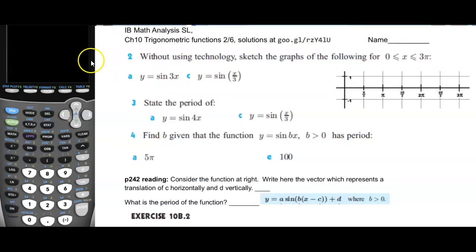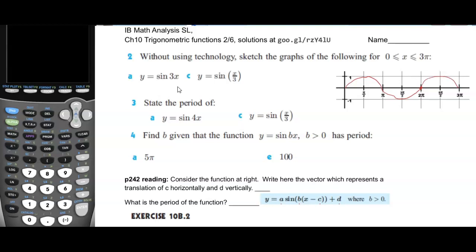Okay, page 2. Number 2, without using technology, sketch the graphs of the following for the domain 0 to 3 pi. So here I have a grid from 0 to 3 pi. First, we're going to do y equals sine x. It's easier if we first draw the parent function, so I'm going to do that first, in red. The parent function, remember, has a cycle that is 2 pi long. We're doing sine, so it goes up and then it goes down. And if we're going to 3 pi, it goes up one more time.